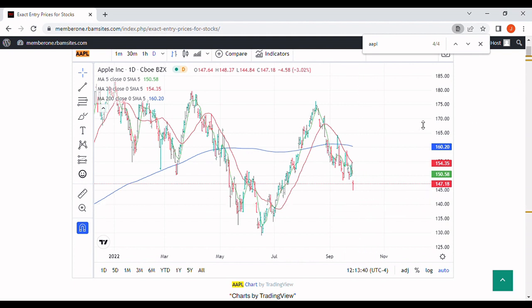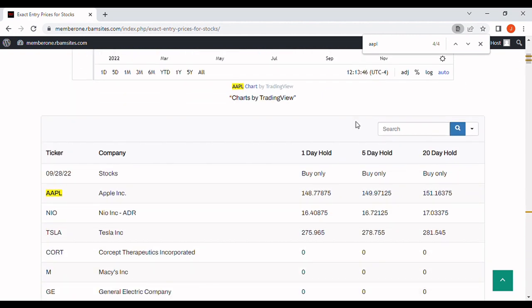Let's see what RBAM research says about it. Our high for the day is 148.37. Let's see what RBAM says about it. Apple stock 1, 5, and 20 days. It has not traded above 148.77, and so it has certainly not got into this territory. So our entry prices are above where the market has traded, and that's pretty normal.